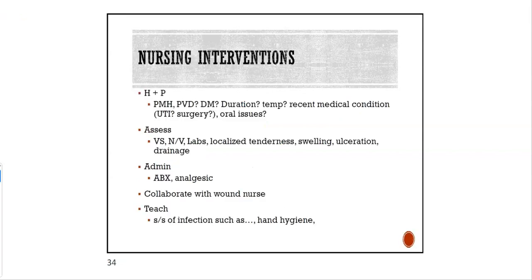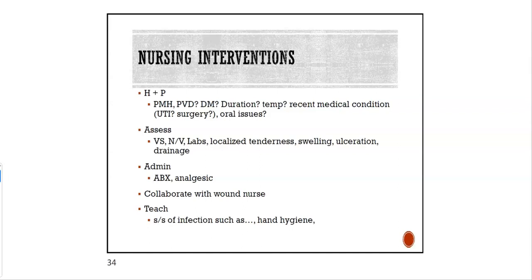So going back, nursing interventions, we really need to get our patients' history and physical, any past medical history, any history of PVD, diabetes, or how long have they been having those symptoms, any increase in temperature at home, any fever, any recent medical condition. Had they had a recent infection, such as a UTI? Did they have a recent invasive procedure, such as a surgery? Any oral issues? Had they been complaining of toothache? So anything pertinent to how the patient presented, right? So you want to get a thorough history and physical from your patient.